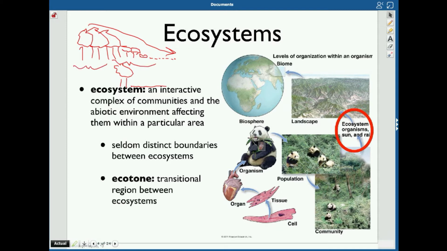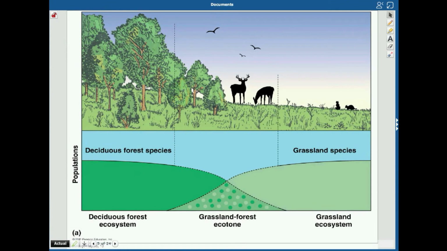So this is obviously forest. This is obviously grassland. That area in between that's not really a forest and not really a grassland is something in between. You could call that an ecotone, that transitional region. So here's what I was talking about. This is definitely a forest. This is definitely a grassland. And in here, we've got some small trees, some shrubs, some grass. That would be an ecotone, the area in between that joins the two.